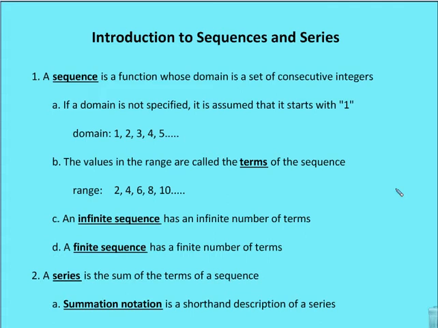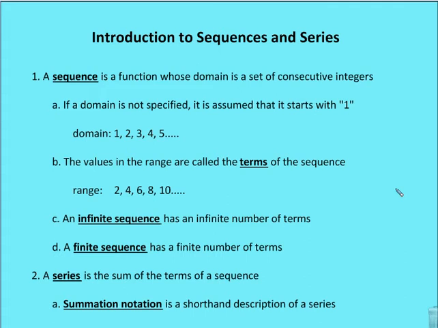So the terms of the sequence are the outputs, and the domain is the set of inputs that are consecutive integers. An infinite sequence has an infinite number of terms. So there'll be both an infinite number of inputs and an infinite number of outputs. A finite sequence has a finite number of terms. So in this case, we could stop at 5: 1, 2, 3, 4, 5 is our domain, and then we'd only have 5 terms in the sequence.